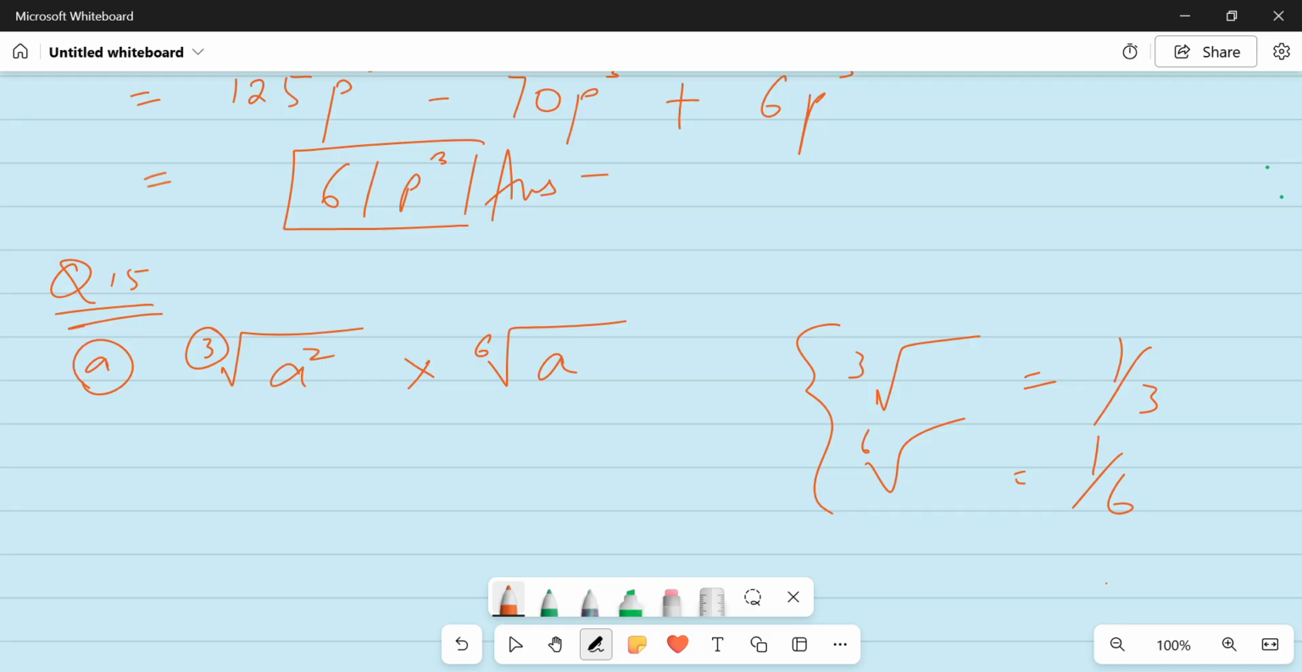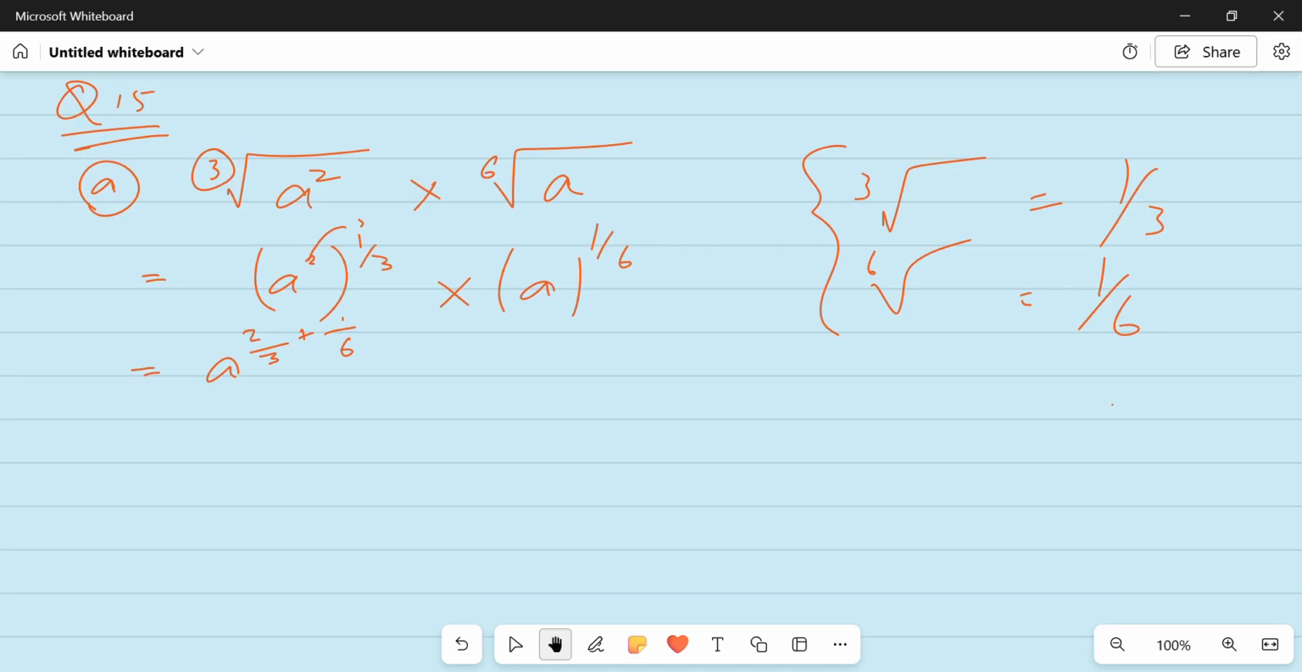So we can remove the cube root and the sixth root. How are we going to remove it? As we know, the power of the cube root is 1 over 3, and here we have 1 over 6. Now, students, when we multiply this 2 with this 1 over 3, it gives you 2 over 3. And we are taking a common. In between there is a multiplication sign, so plus sign. So a here is 1 over 6.